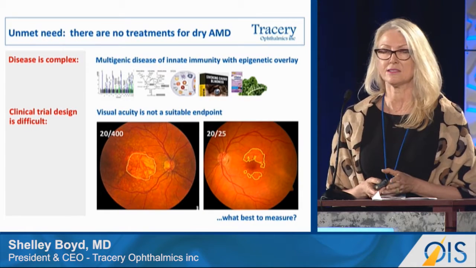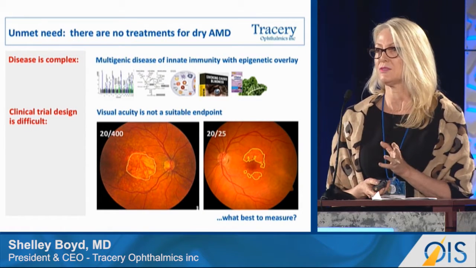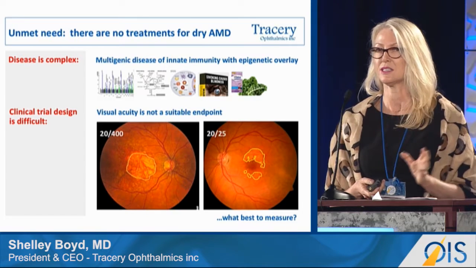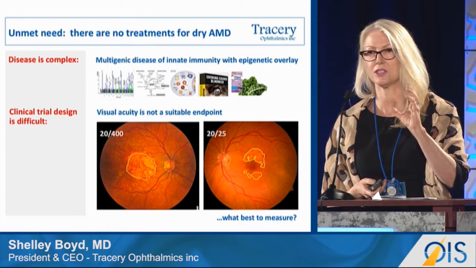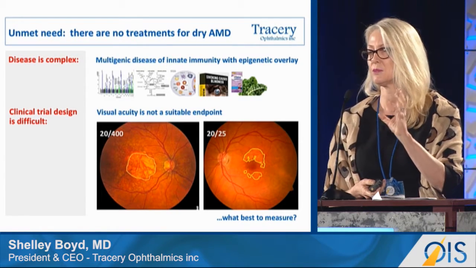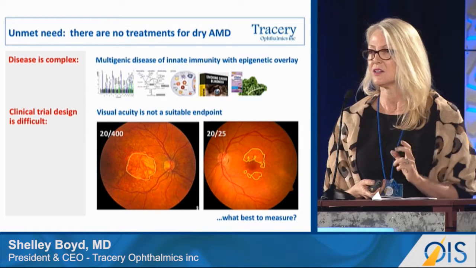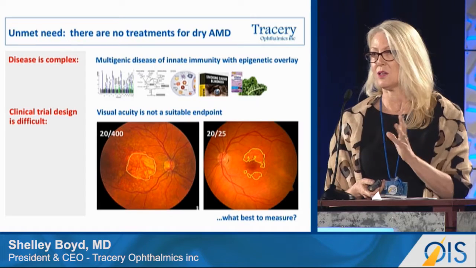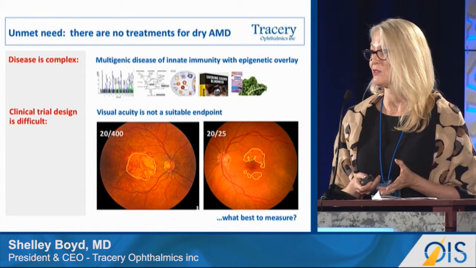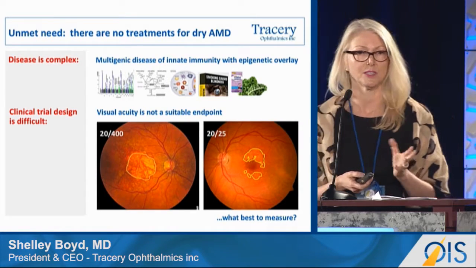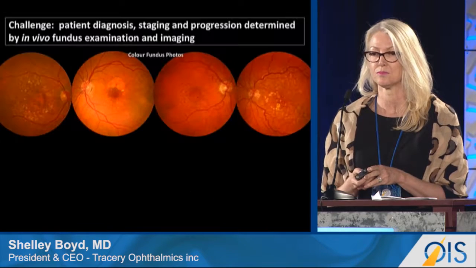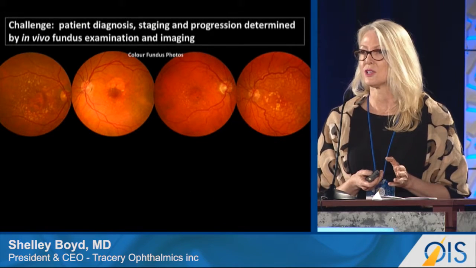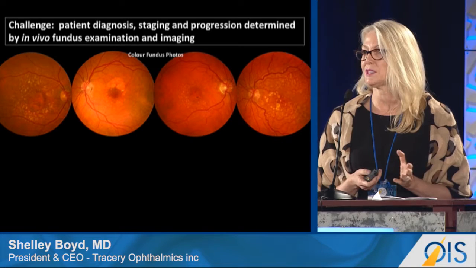Further, clinical trial design is difficult, and this is exemplified in this picture. So the image on the left shows a patient with a patch of geographic atrophy right in the middle, which means they can barely read the eye chart. The other patient has about the same amount of atrophy, but there's no loss in the center, which means they can read the eye chart very well. And this means measuring visual acuity is not a good endpoint. This is our third hurdle, is that we can't biopsy the eye.